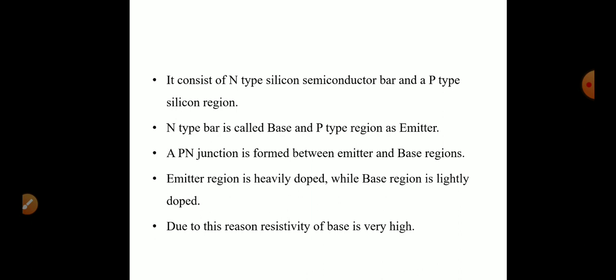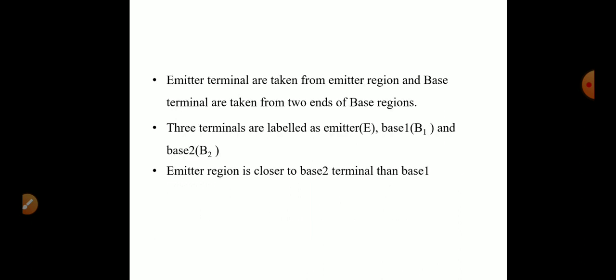It consists of an N-type silicon semiconductor bar and a P-type silicon region. The N-type bar is called the base and the P-type region the emitter. The PN junction is formed between the emitter and base region. In the construction of UJT, the emitter region is heavily doped while the base region is lightly doped. Due to this, the resistivity of the base is very high because the base region is lightly doped. The emitter terminal is taken from the emitter region and base terminals are taken from two ends of the base region. The three terminals are labeled emitter, base 1 and base 2.